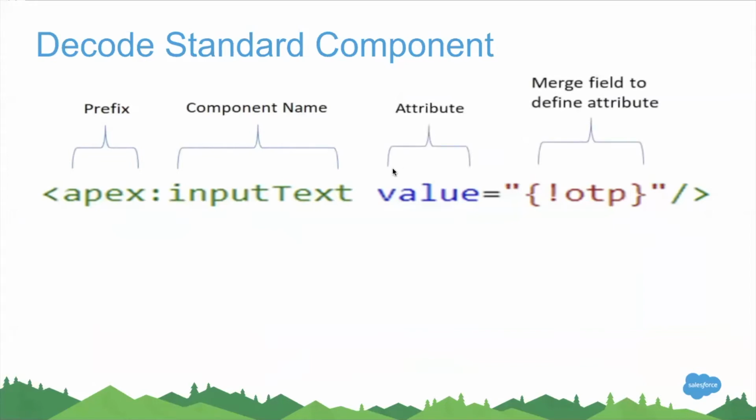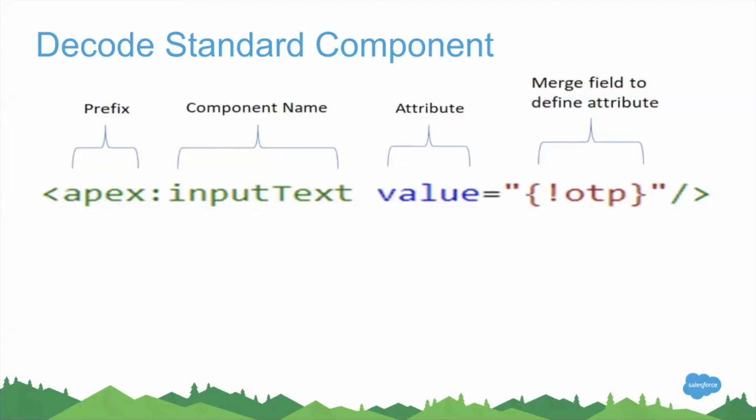There is something called a merge field in the Visualforce page. You can directly use the variables from the Apex controller in the Visualforce page. Let's not worry about what the OTP is here; we'll see it while we are seeing the demo. This is what we have written at the markup level in the Visualforce page.